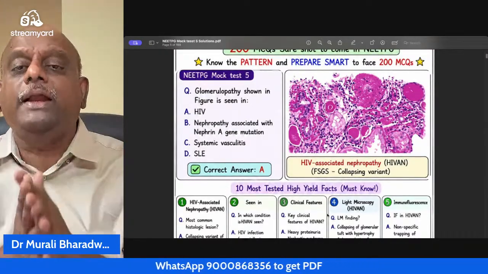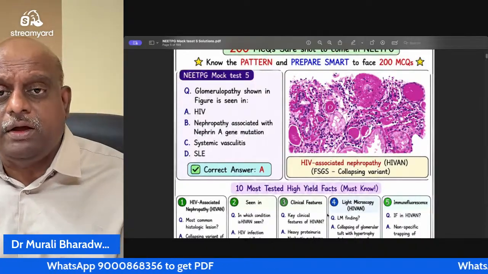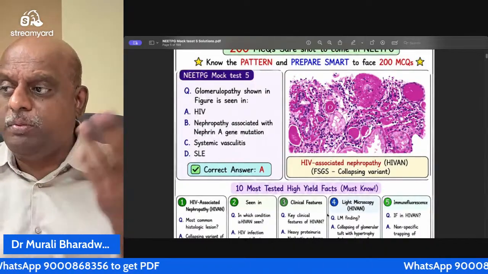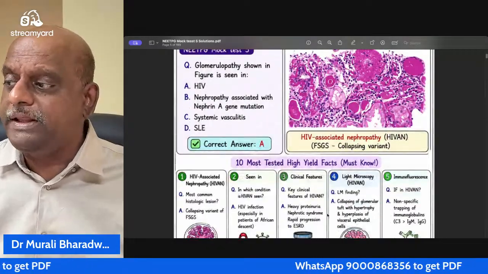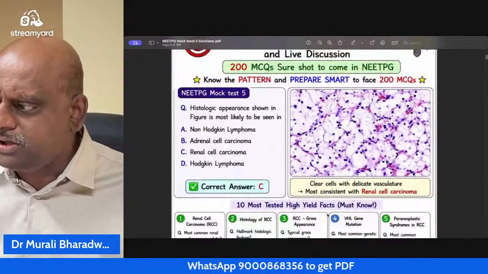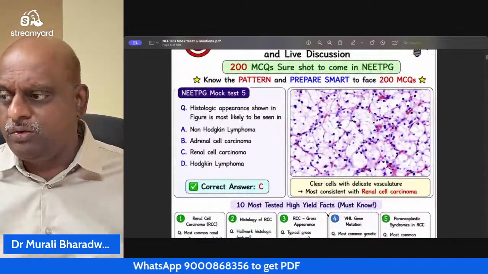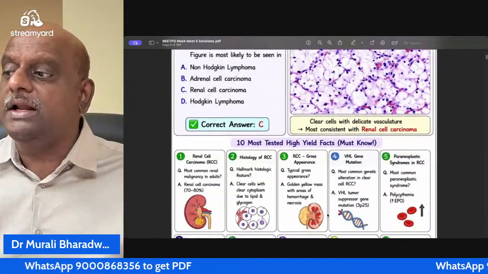Glomerulopathy, which is typically focal segmental glomerulosclerosis of the collapsing variant, is a typical feature which you see in case of HIV nephropathy, is what you need to basically remember. This histological appearance where you have the clear cell carcinoma is a feature of renal cell carcinoma.